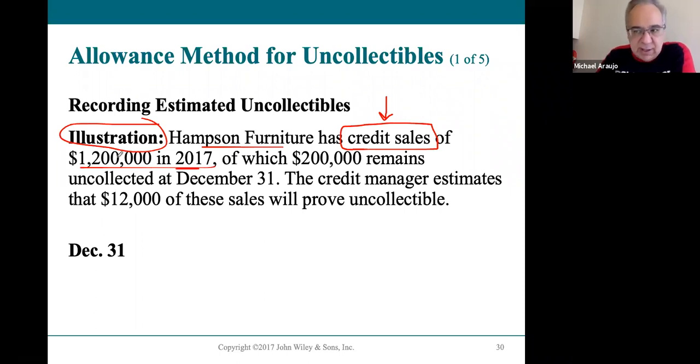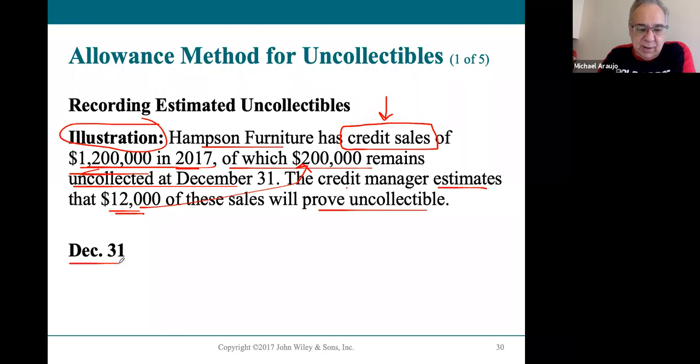So having a lot of credit sales is always a good thing, but you're also collecting some of this every other month, right? You're collecting part of it. But 200,000 of the 1.2 million is still uncollected by the end of the year. Okay. So $200,000 is their accounts receivable. The credit manager estimates that $12,000 of that, of the 200,000, will be uncollected.